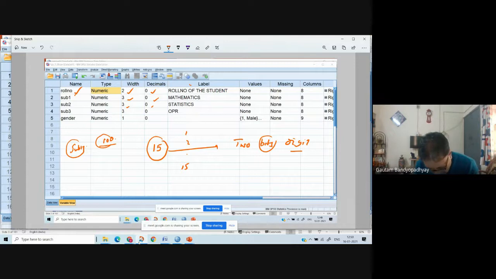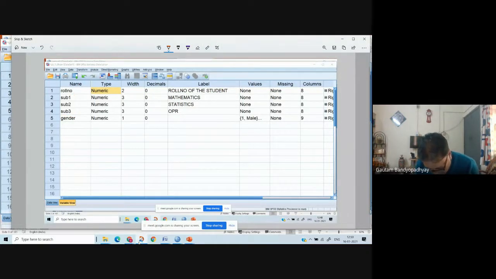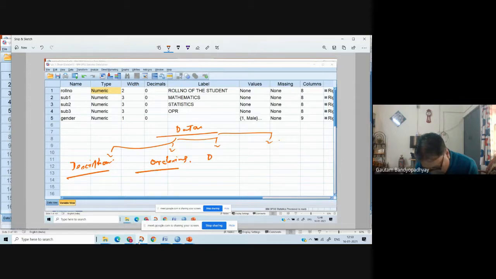Now coming to the part gender. Gender is a very, very important part. When you get some data, you divide the data into 4 parts. That is the basis. The first part is description. The second part is ordering. The third part is distance. And the fourth part is origin.